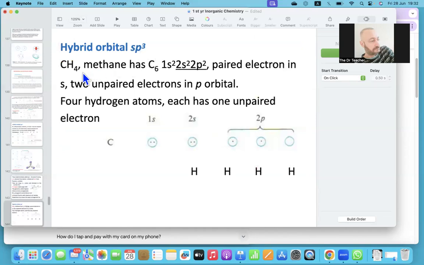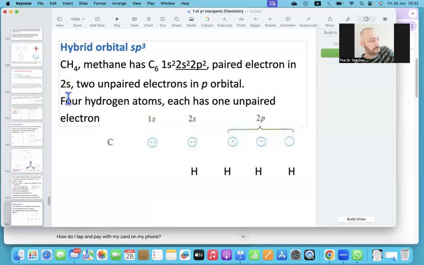Hybridization sp3, we can find it in methane. So the carbon is 1s2, 2s2, 2p2, with paired electrons in 2s and 2 unpaired electrons in 2p. So let me write it down. And 4 hydrogen atoms each have 1 unpaired electron. And you can see here, we have carbon 1s2, 2s2, 2p2.